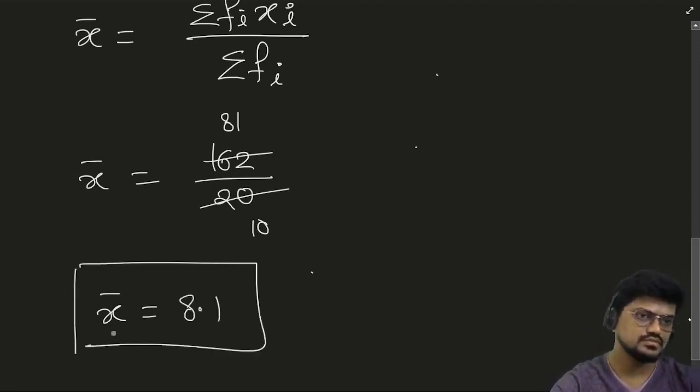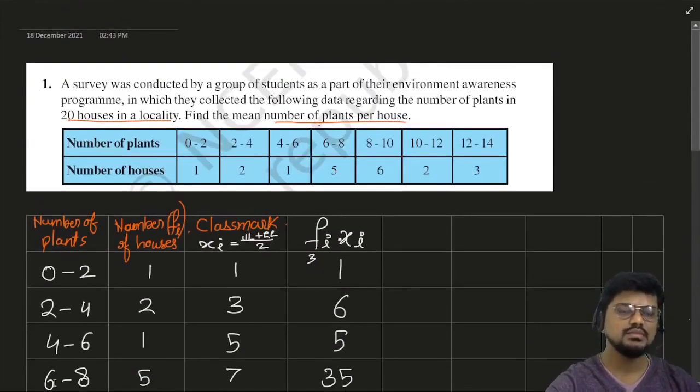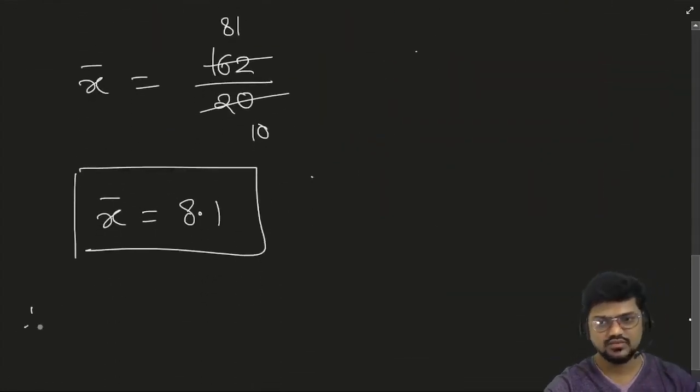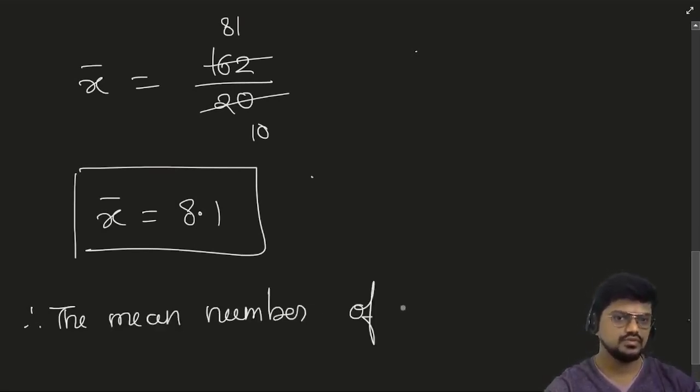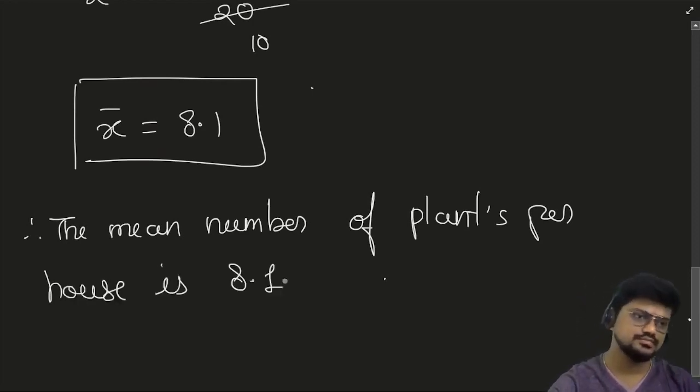Got it? Therefore, the mean number of plants per house is 8.1. What can we say? Therefore, the mean number of plants per house is 8.1. Got it? Can you explain it again?